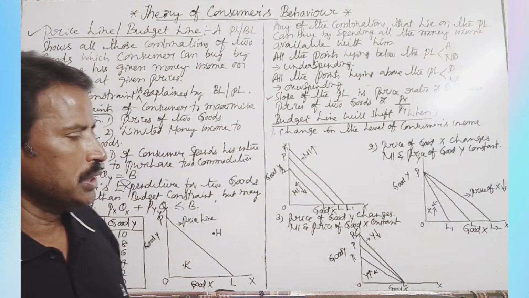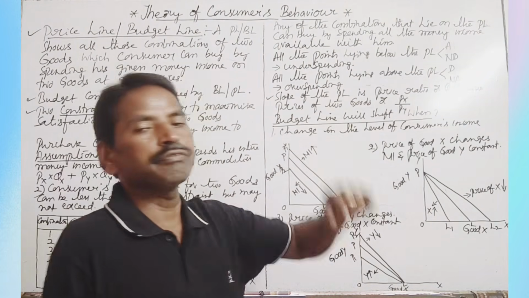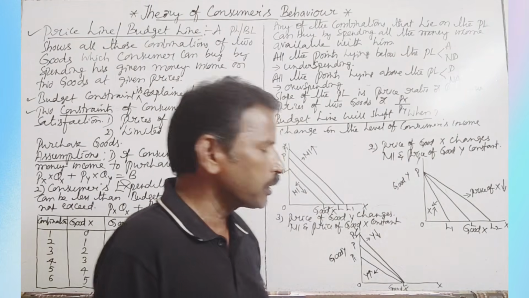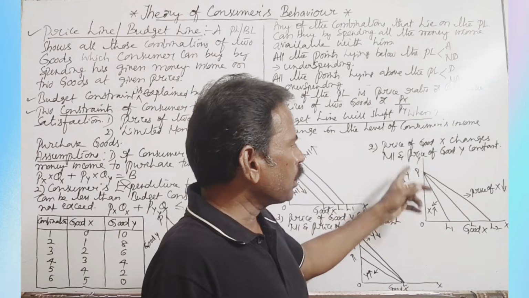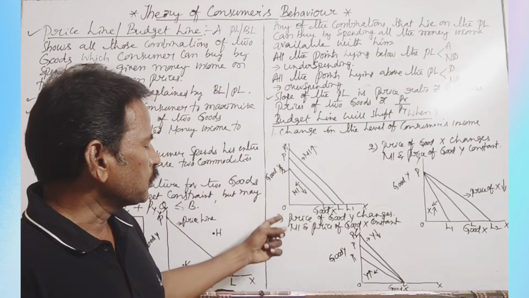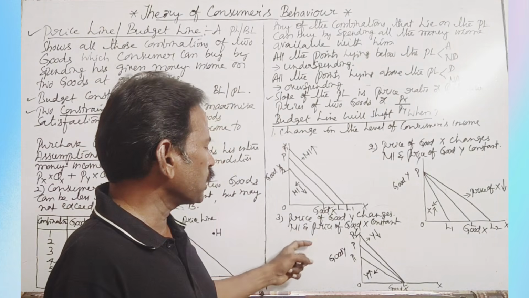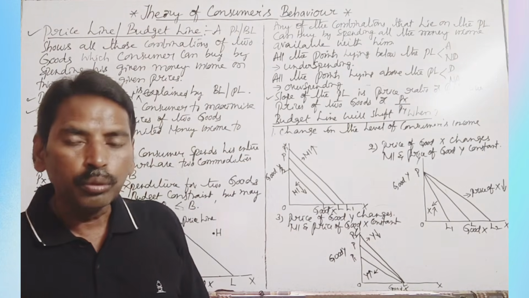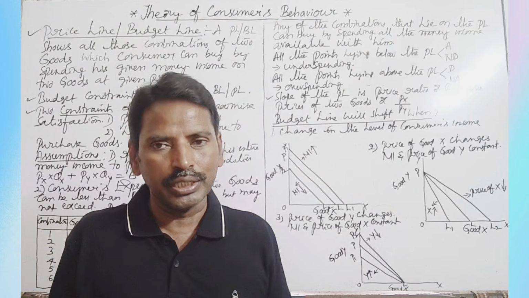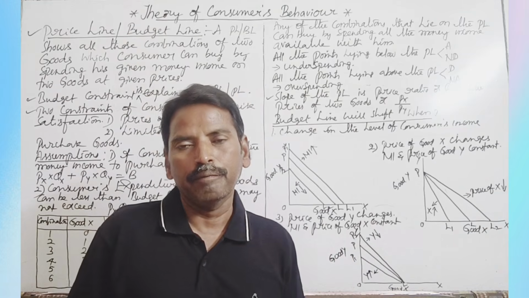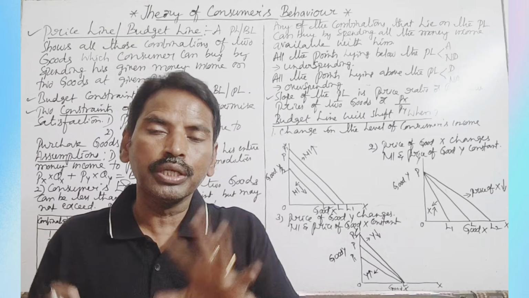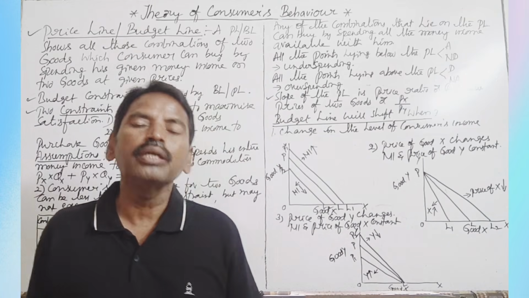So in the three cases, the budget line will be shifted. One is change in the level of consumer's income. Second one is price of good X changes, money income and price of good Y remain constant. Third, price of good Y changes, money income and price of good X constant. And when both the level of consumer's income and prices of two commodities change, the budget line will be shifted.